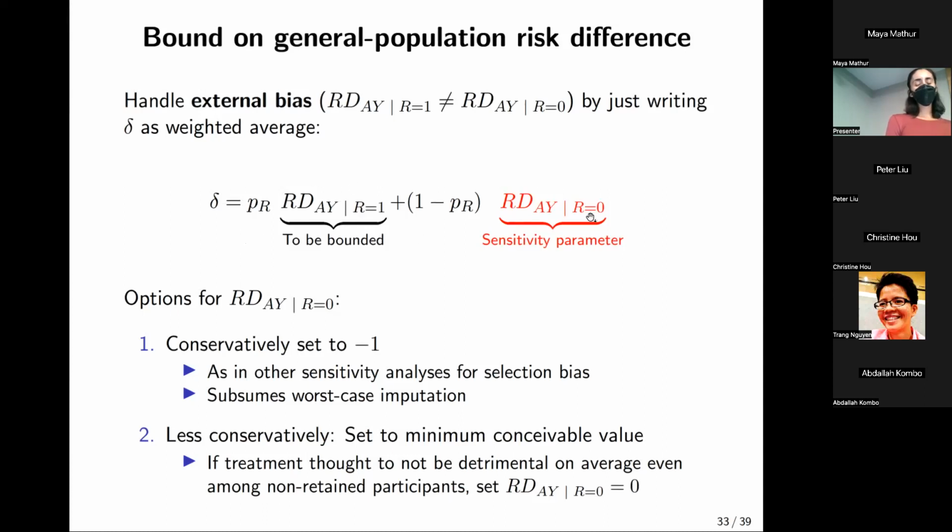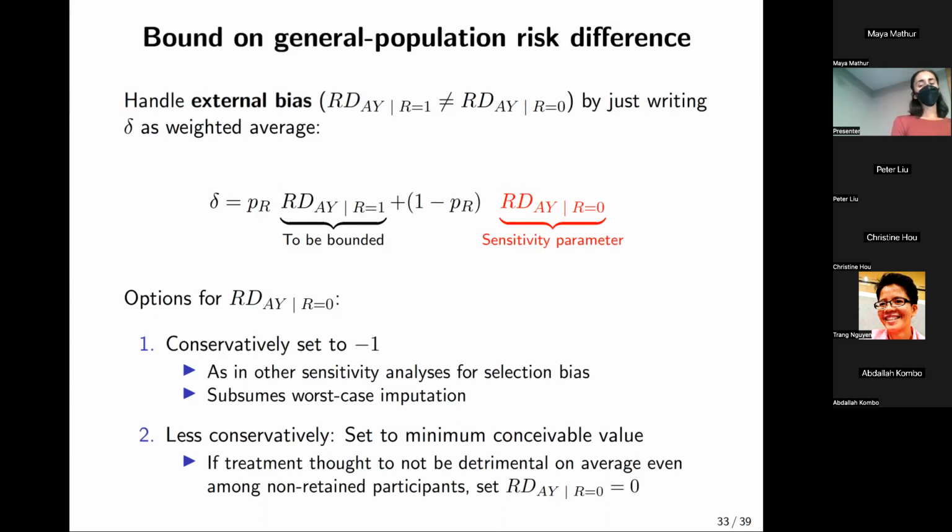Now, we've got two things to deal with here. So let's look at this one first. This is the true causal effect among the non-retained participants. In this approach, we actually treat this as a sensitivity parameter. We are not going to try to estimate this component or bound it. So we have a couple of possibilities. One is we can be as conservative as possible. Let's say we're working on the risk difference scale. We can set it to -1, right? That's similar to worst case imputation, where we say, let's just plug in the worst possible value that we can think of. And this is actually similar to what's implicitly done in a number of other sensitivity analyses for selection bias, making this maximally conservative assumption.